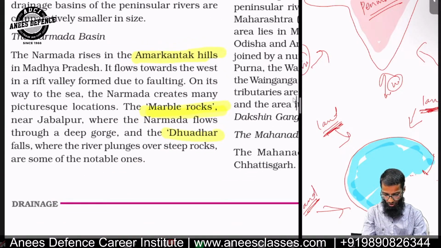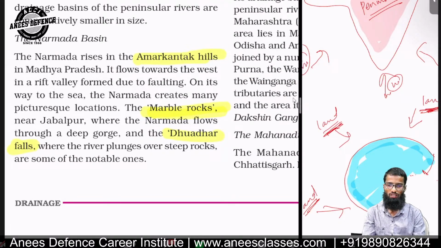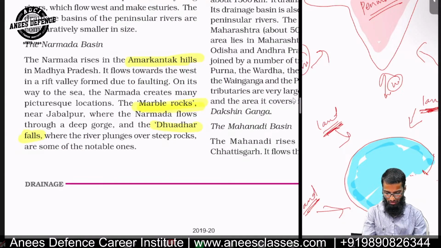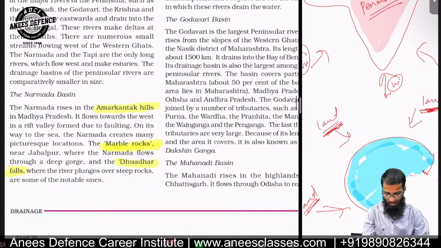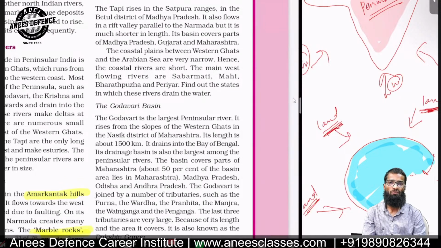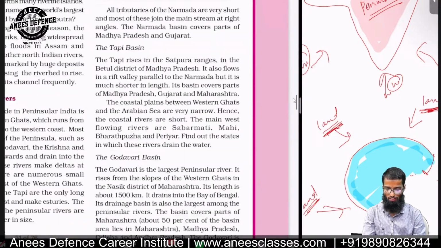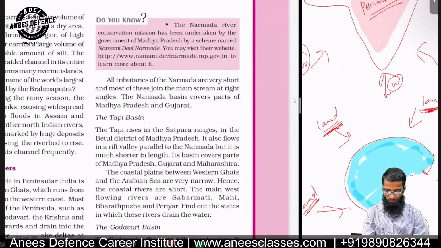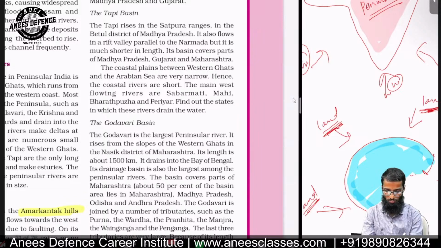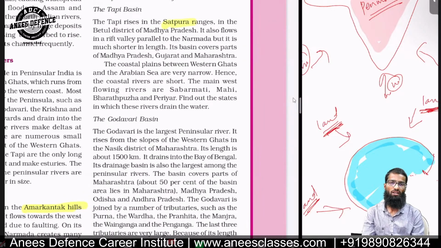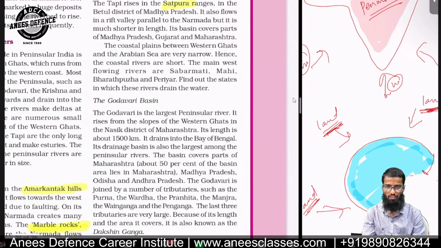Dhuandhar Falls. Remember this waterfall, Dhuandhar. On YouTube, if you just search the Dhuandhar waterfall, you will get the waterfall which is near Jabalpur in Madhya Pradesh. Okay, a question can be asked: Dhuandhar waterfall is on which river? It is on the Narmada. Now Tapi rises in the Satpura range. Narmada was in Amarkantak, Tapi is in the Satpura. It also flows through the Rift Valley like Narmada.